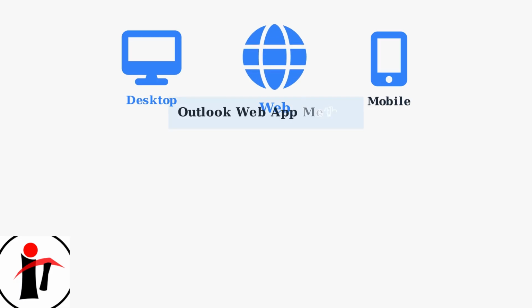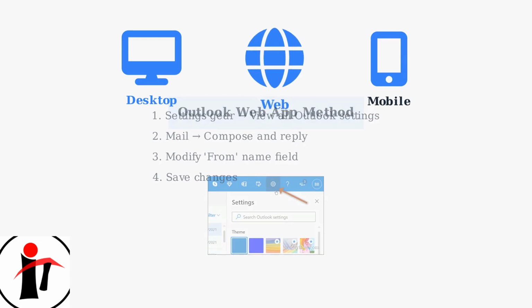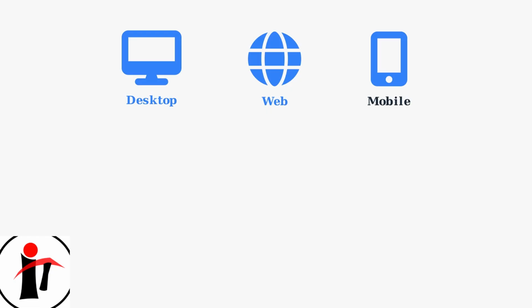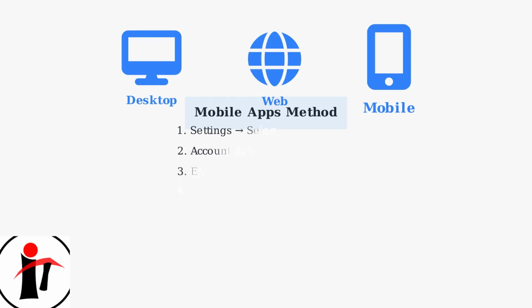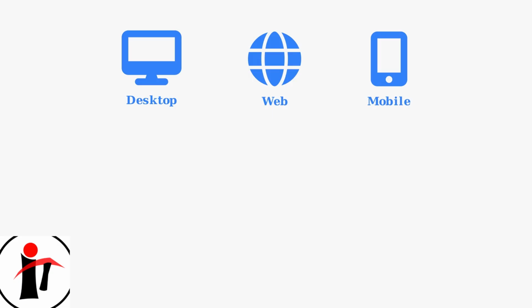For Outlook Web App, click the Settings gear icon, then View All Outlook Settings. Navigate to Mail, then Compose and Reply, and modify the From Name field in the Email Signature section. On mobile devices with iOS or Android apps from 2024 or later, go to Settings, select your account, then Account Details. Find Display Name, edit it, and save your changes.